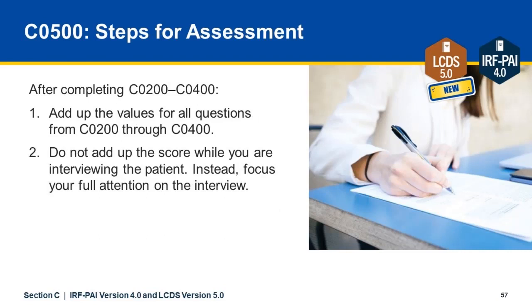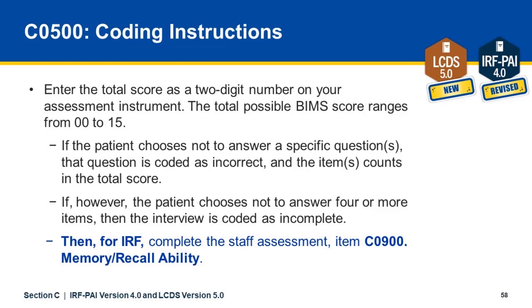The steps for the BIMS summary score are as follows. After completing C0200 to C0400, you're going to add up the values for all questions from C0200 through C0400. Don't add up the score while you're interviewing the patient, and instead focus your full attention on that interview. C0500 coding is pretty simple. You're going to start by entering the total score as a 2-digit number on your assessment instrument. The total possible BIMS score ranges from 00 to 15.